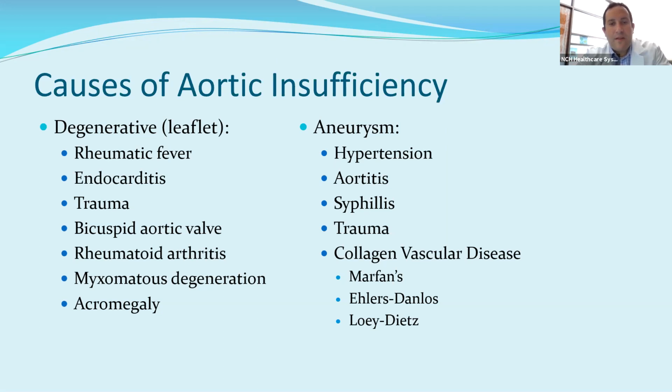As far as aneurysm, these are generally caused by hypertension in the vast majority of people, and smoking is a big factor leading to development of an aneurysm as well. Other factors that can lead to aortitis, which are far less commonly seen, are syphilis, trauma, and collagen vascular disease. These are rare diseases like Marfan's disease, Ehlers-Danlos, or Loeys-Dietz disease. Very uncommon, and they generally result in connective tissue disorders, which make the aorta much weaker and easier to dilate, and that results in leaking of the valve.